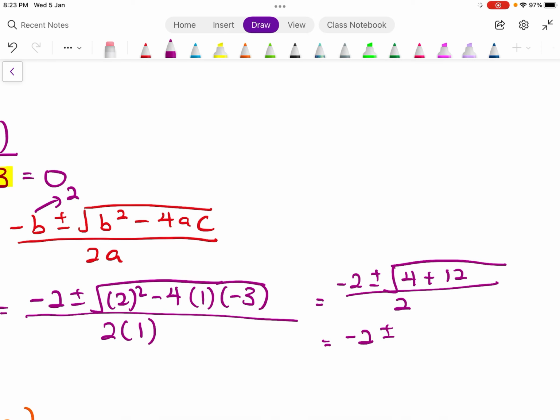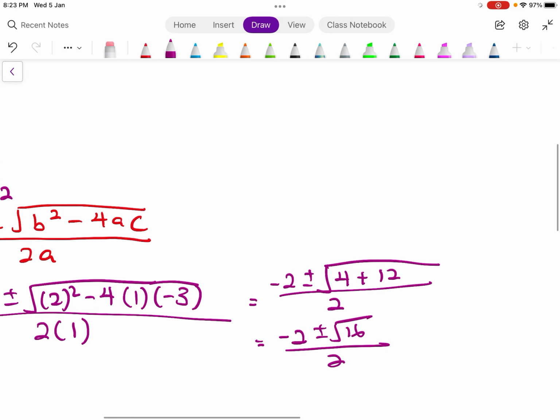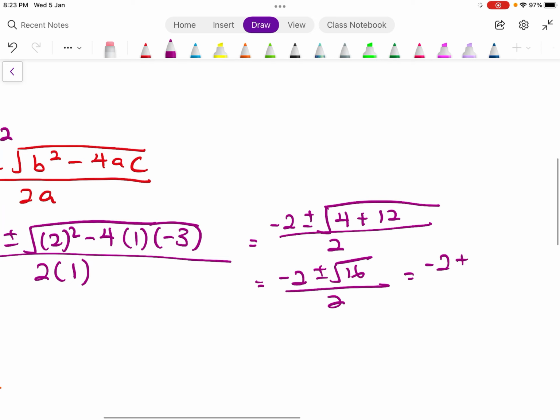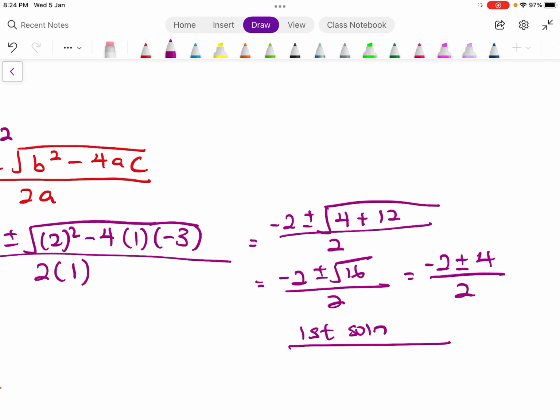So square root 16 over 2. And of course, if you do your calculation, you should get minus 2 plus minus square root 16, which is 4 over 2. Okay, so of course you will get 2 answers because of the plus and minus counterpart, right? So the first answer, or what we call the first solution, is negative 2 plus 4, which is 2, divided by 2 is positive 1.